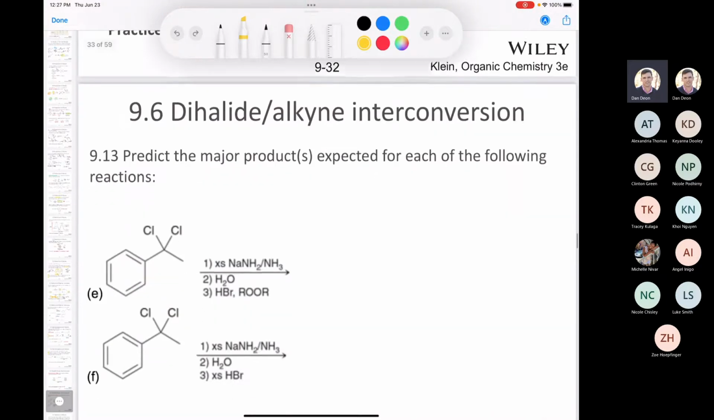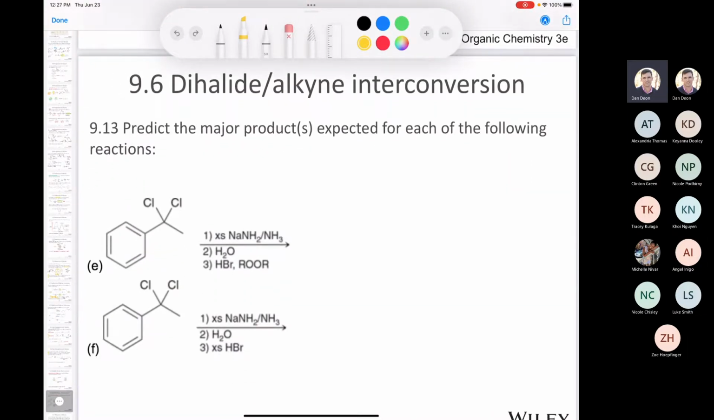Let's take a look at question 9.13. It says, predict the major products expected for each of the following reactions. Let's give it the old college try. We've got this geminal dichloro here. In the first step, we're treating it with excess sodium amide, so we're going to do a double elimination followed by deprotonation. After step 1, you would have your aromatic ring and then the alkynide like that.